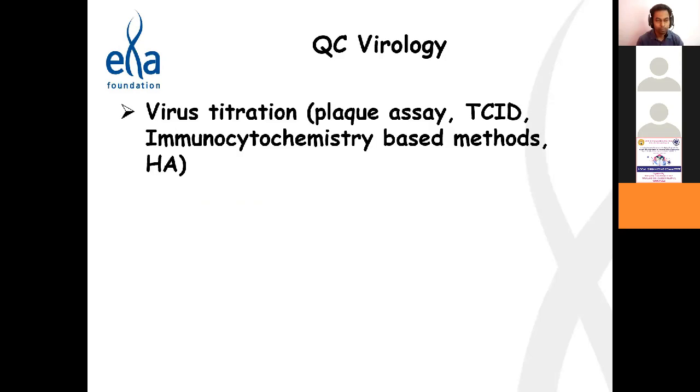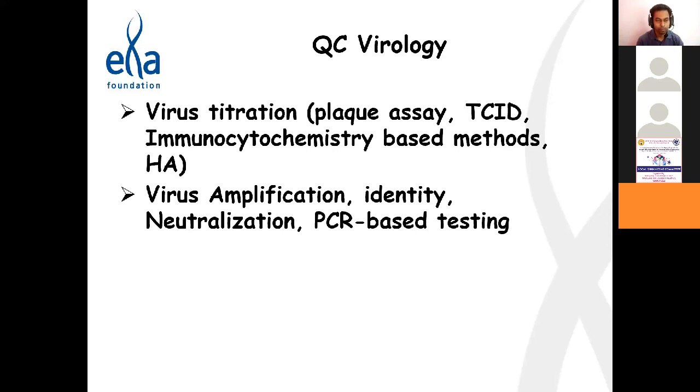So coming to the QC virology part, they take care of virus titration, which includes tests like plaque assay, TCID, immunocytochemistry for the viruses which are not producing any cytopathic effect on the cells, and hemagglutination for influenza. So these are some of the tests that they do, and apart from that, they also do virus amplification. If there is an inactivation, to prove that the virus is inactivated for each batch, this kind of tests are required, and they also do identity of the virus, neutralization, and PCR-based testing.